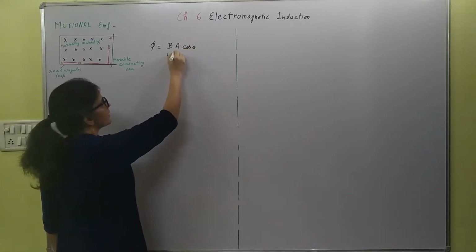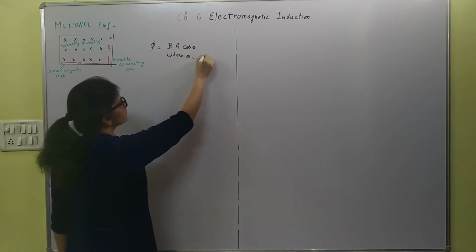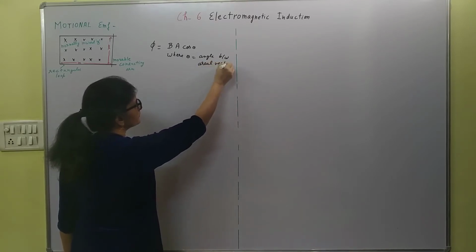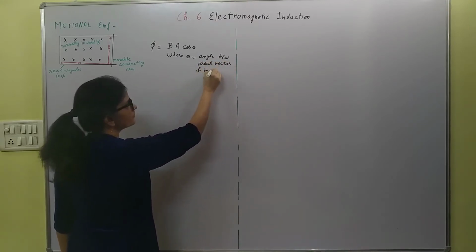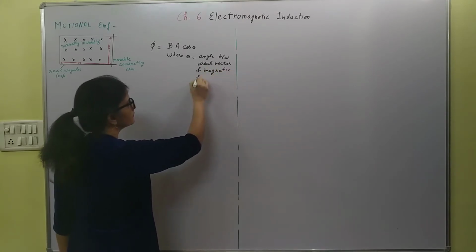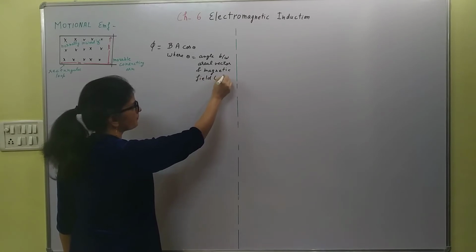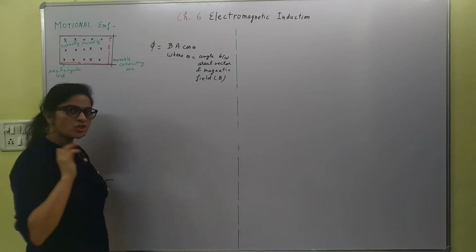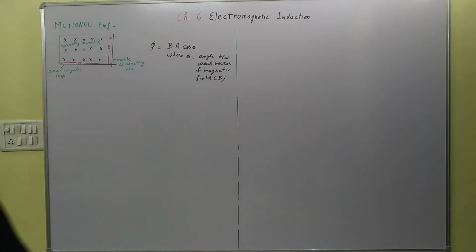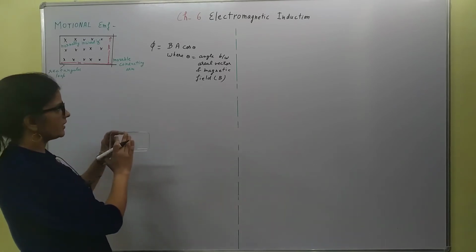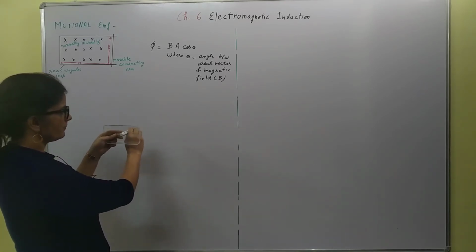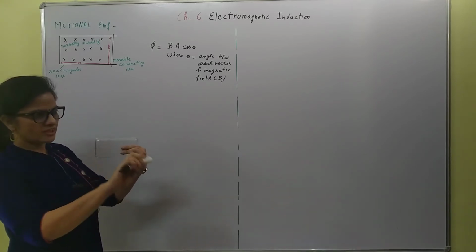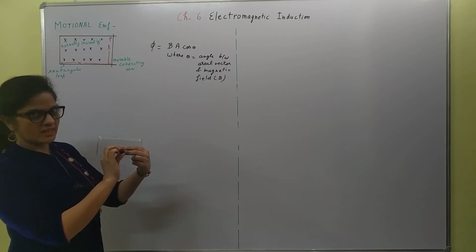Where theta is the angle between the areal vector and the magnetic field, that is B, right? And the areal vector has a direction which is normal to the plane. That means if this is your loop, this is the area, and magnetic field is this way, the areal vector also has a direction. If we consider this face, it will have this direction. Magnetic field is already this way, so the angle between B and A will be 0.